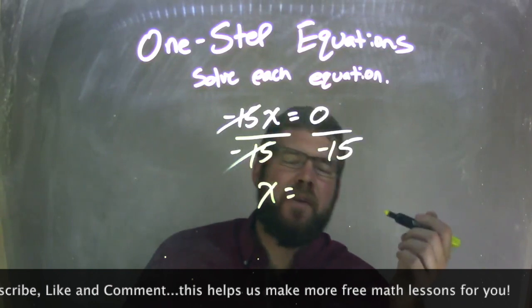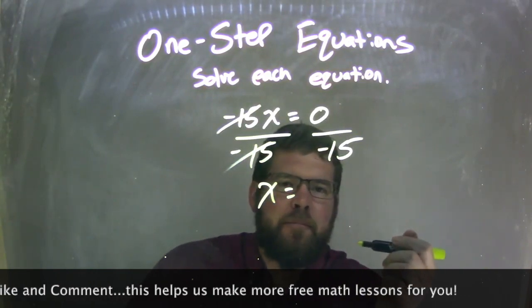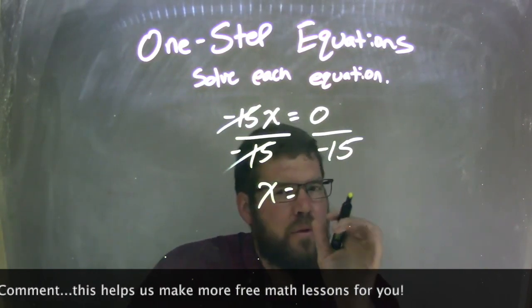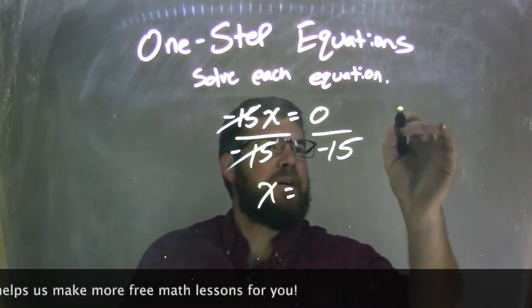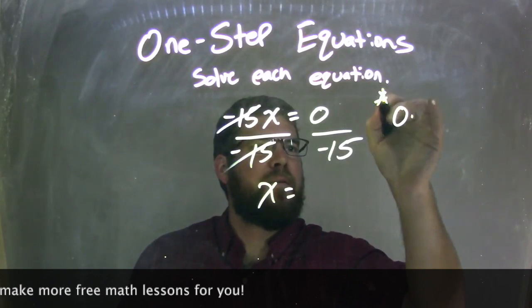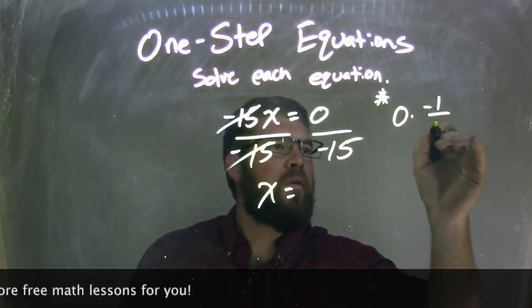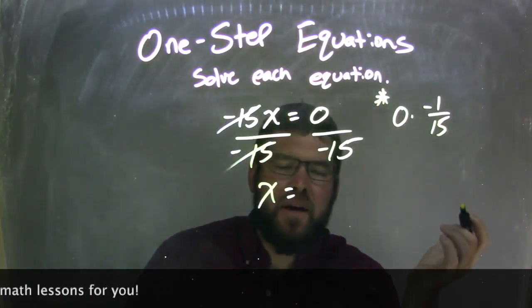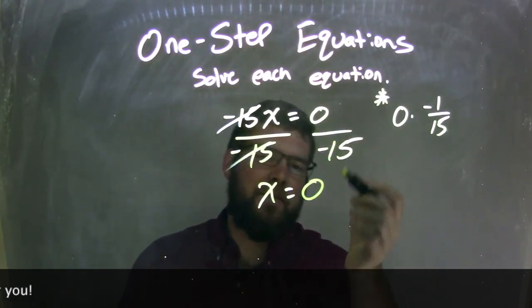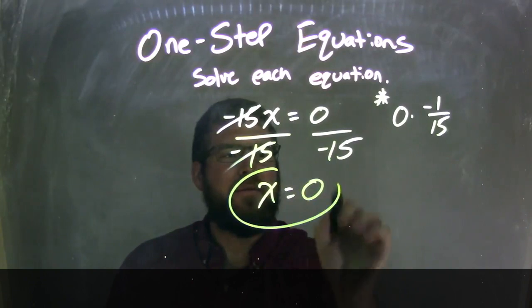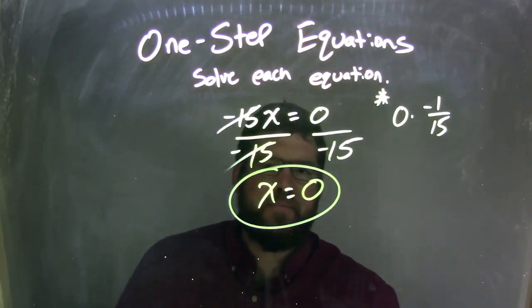And then what's 0 divided by negative 15? Well, that kind of throws you off here for a second. Let's think about this. Dividing by negative 15 is the same thing as multiplying by negative 1 over 15, a little side note here. And what's 0 times anything? 0, right? So 0 over negative 15 is just 0. So x equals 0 is my final answer.